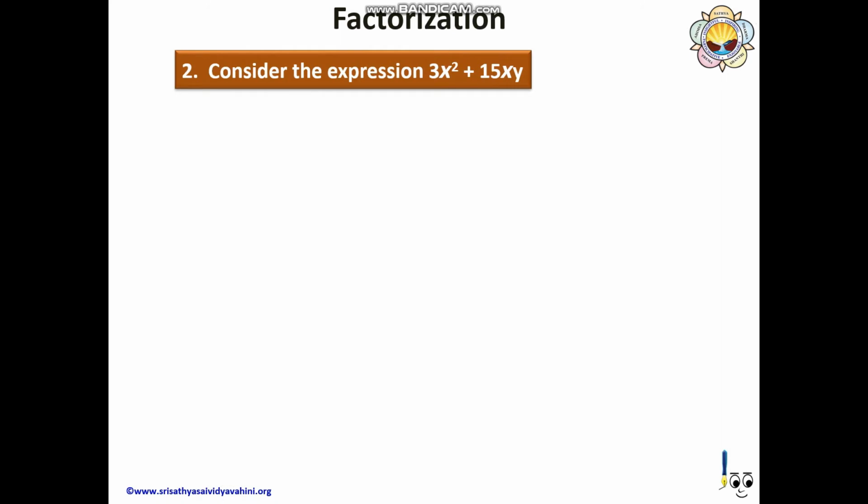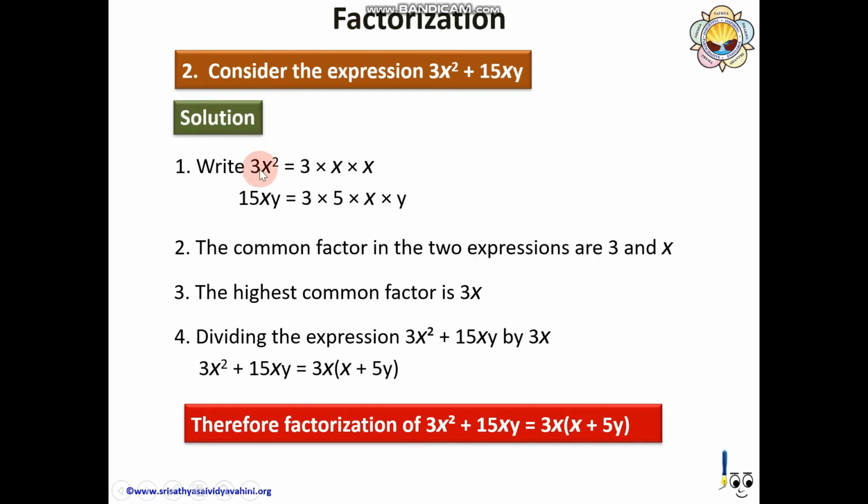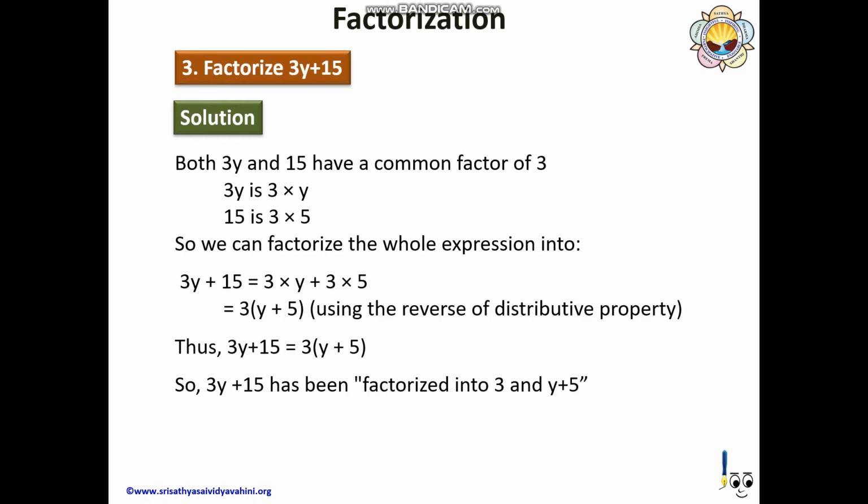Here you see 3x square plus 15xy. So what are the common factors? Let's see. Here 3x square can be written as 3 into x into x, and 15xy can be written as 3 into 5 into x into y. So what is the highest common factor in this? 3 and x. Here also 3 and x are common. So 3x will be the highest common factor in these two terms. So if you take out 3x, what will remain? If you take out 3x from the first term, x will remain, and from the second term, if you take out 3x, 5y will remain. So the factors of 3x square plus 15xy can be written as 3x into (x plus 5y). Okay. We'll see another example.